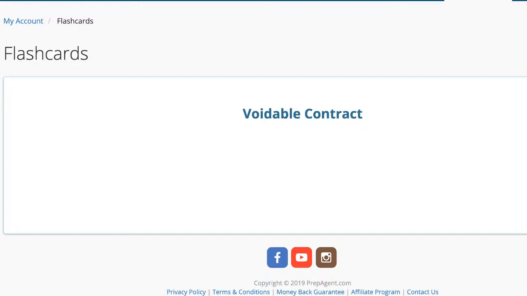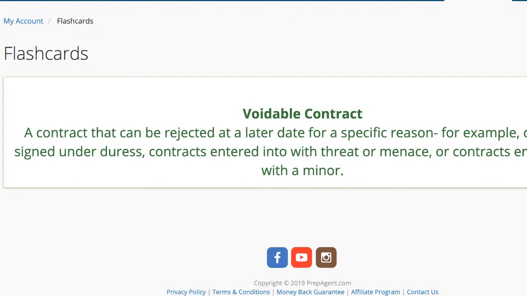Okay, voidable contract. You have the right to rescind. Who can give me an example of why a contract would be considered voidable? If you're put under duress, good. If you're put under duress, that would make a contract voidable. That's a good example.